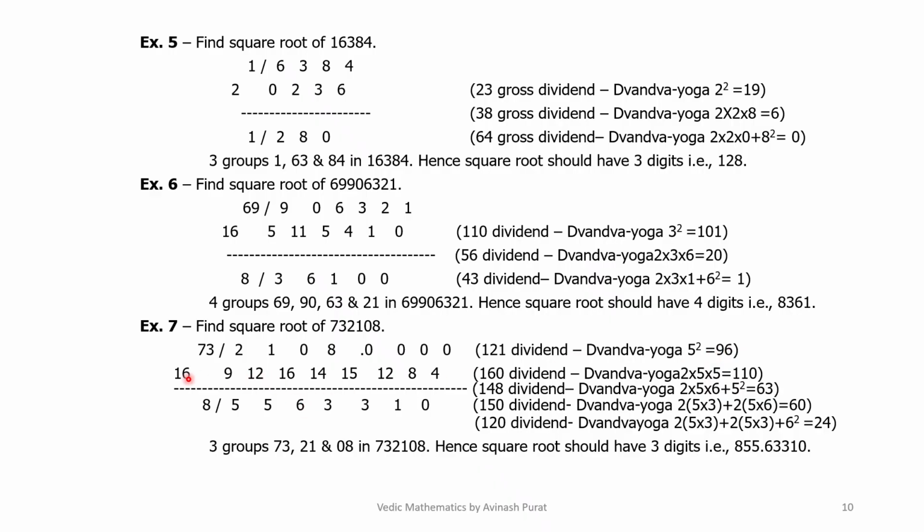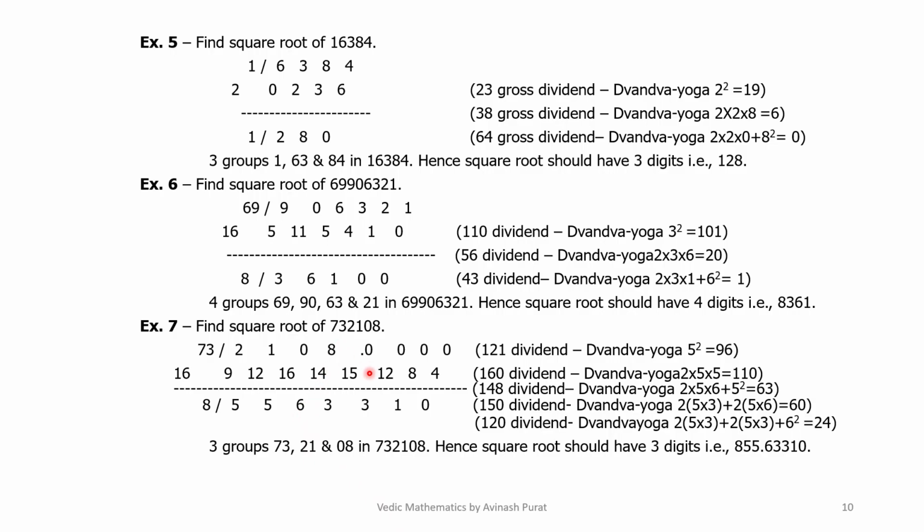So 96 divided by 16. We take 5 as quotient, not 6, and 16 is the remainder. So 160 is the next dividend minus Dvandva Yoga of 2 into 5 into 5, that is 50. 160 minus 50 is 110. 110 divided by 16, that is 6 is the quotient, 16 6s are 96, and 14 is the remainder.